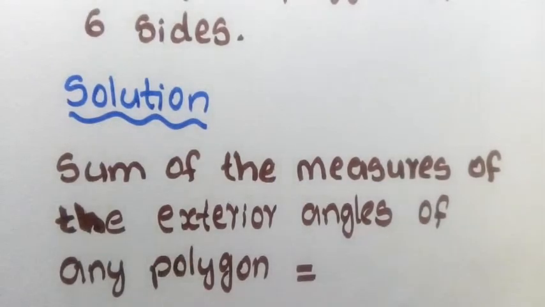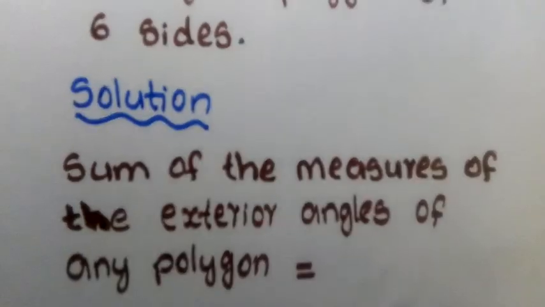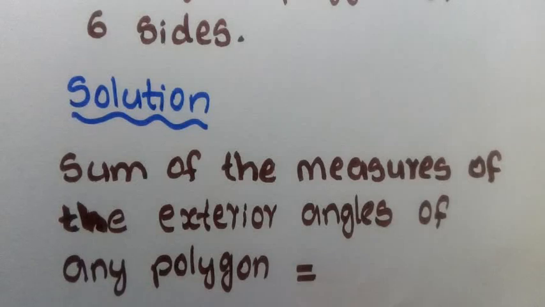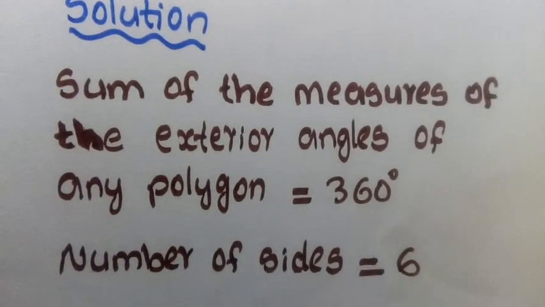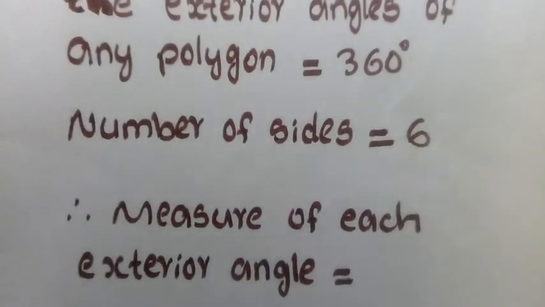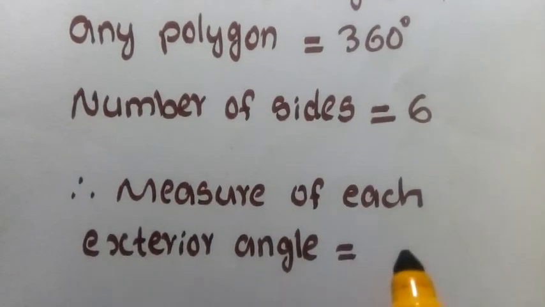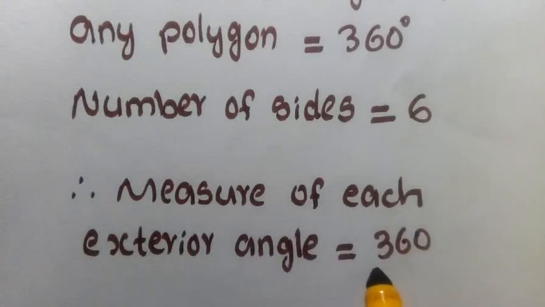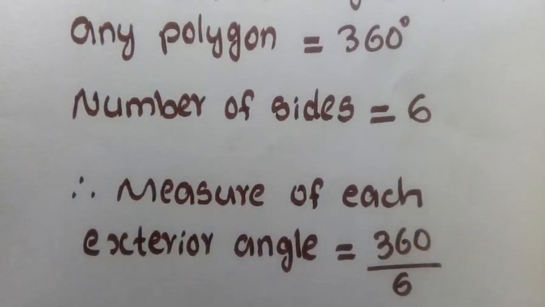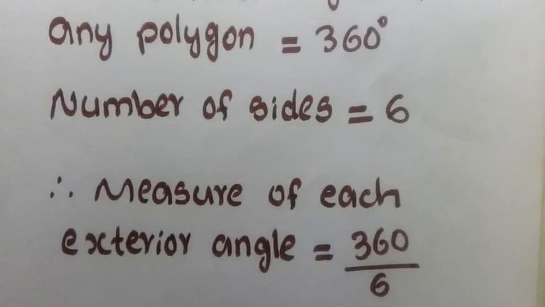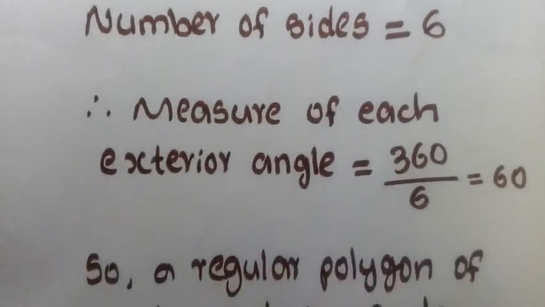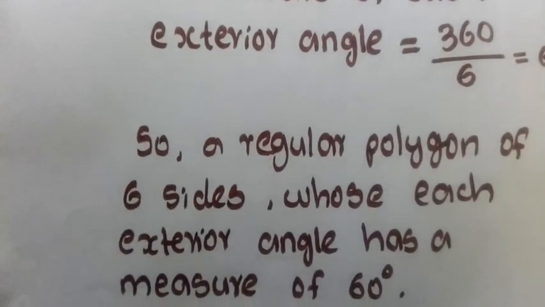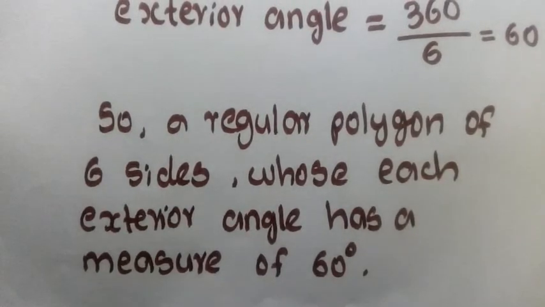We know that sum of the measures of the exterior angles of any polygon is equal to 360 degrees. Given number of sides is equal to 6. Therefore, measure of each exterior angle is equal to 360 divided by 6. If you divide 360 by 6, then you will get the answer 60. So, a regular polygon of 6 sides has each exterior angle with a measure of 60 degrees.